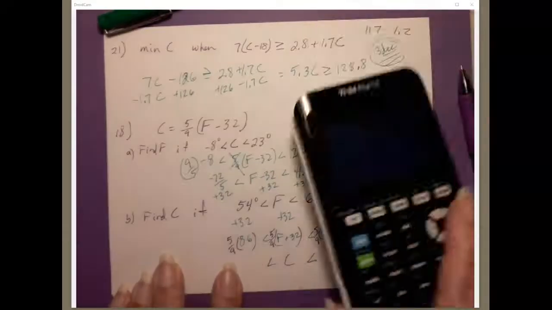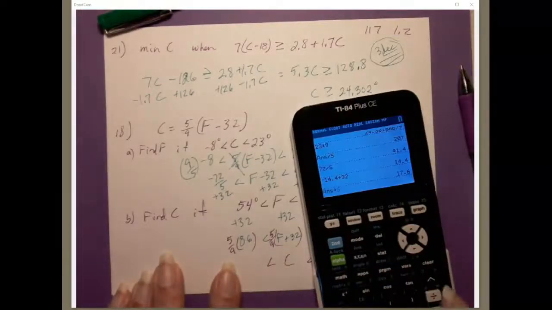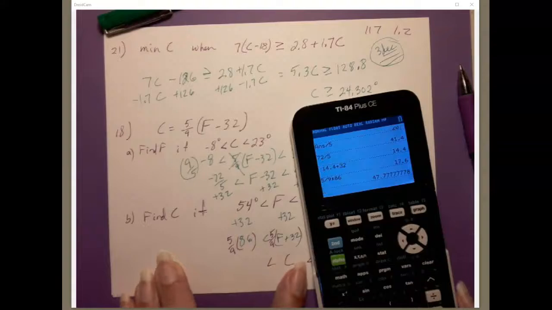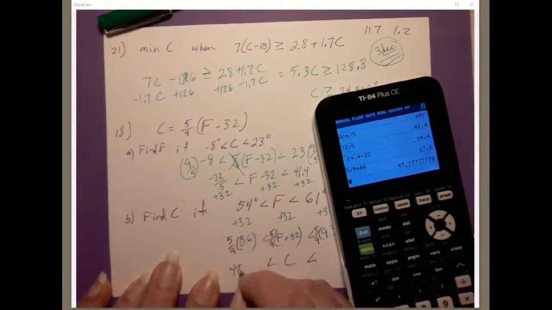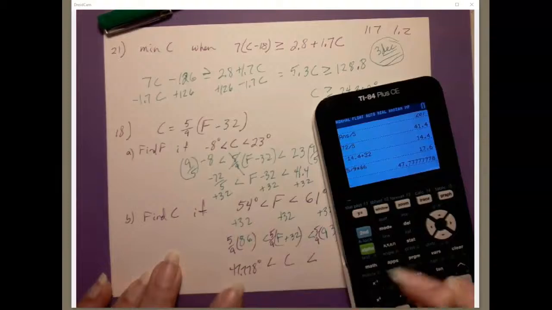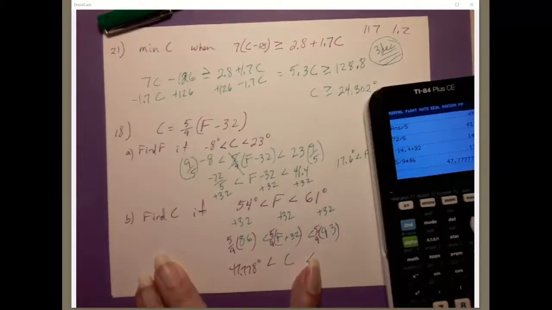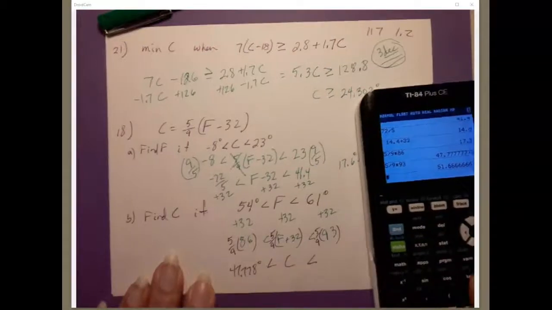So 5/9 times 86. 5 divided by 9 times 86 is 47.778. And 5/9 times 93, I get 51.667.